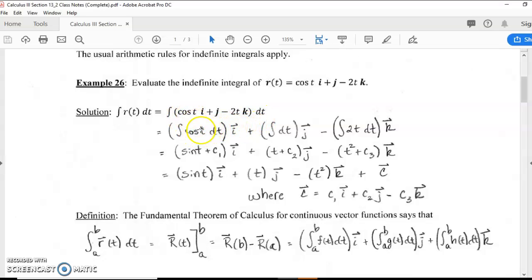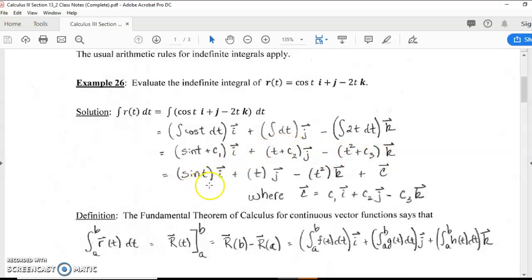So we integrate cosine of t dt, and that will be in the i direction. So that's sine of t plus some arbitrary constant, right? Remember that from doing indefinite integrals. And then the integral of 1 dt is t plus another arbitrary constant. We can't label it the same because it could be a different constant. And then that's in the j direction, minus the integral of 2t, which is t squared, plus another arbitrary constant, c3, in the k direction.